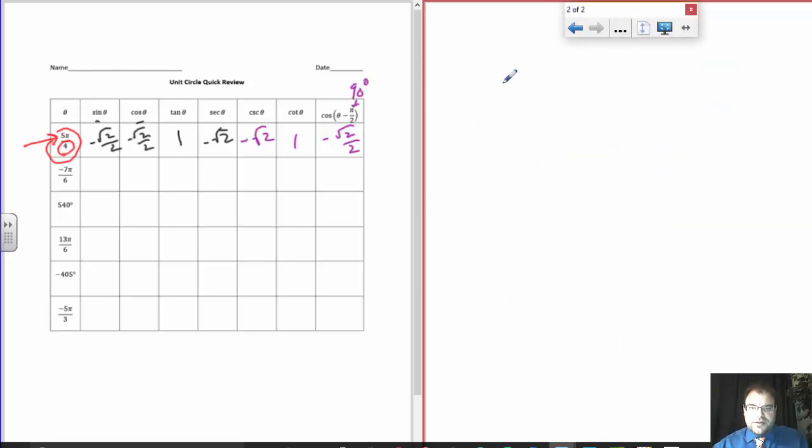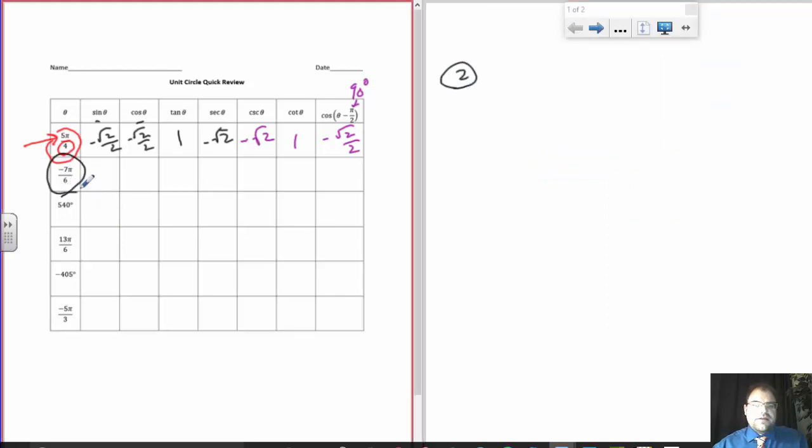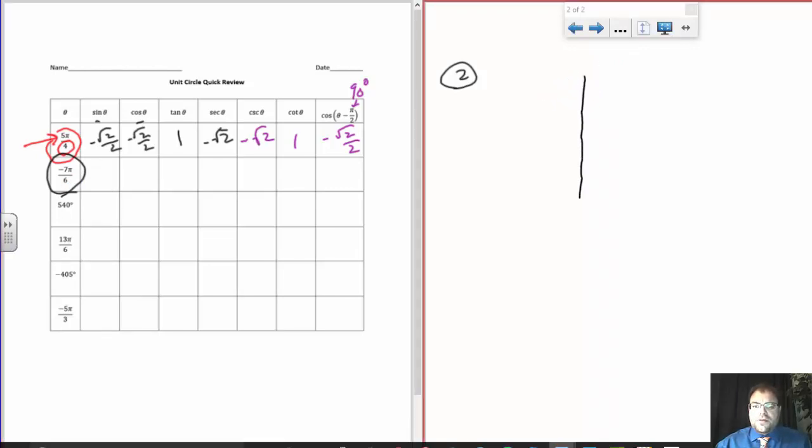Okay, the next question is negative 7 pi over 6. Remember, the first thing that you do is you locate where that would be on a unit circle. Okay. This angle is negative, right? You can see this. This angle is negative, which means I have to measure it clockwise from the positive x-axis. So this is the positive x-axis, and I'm measuring it clockwise.